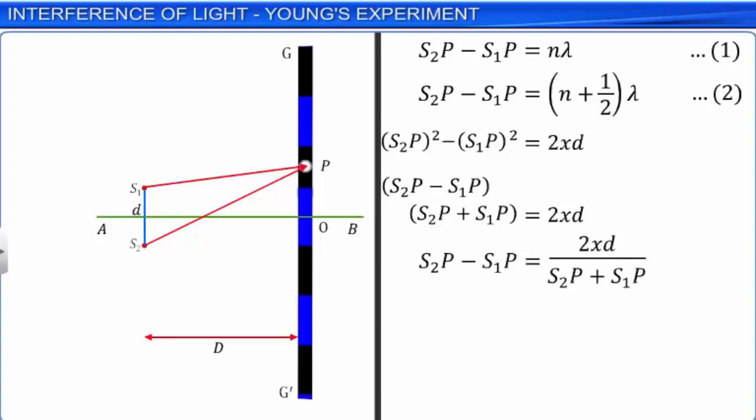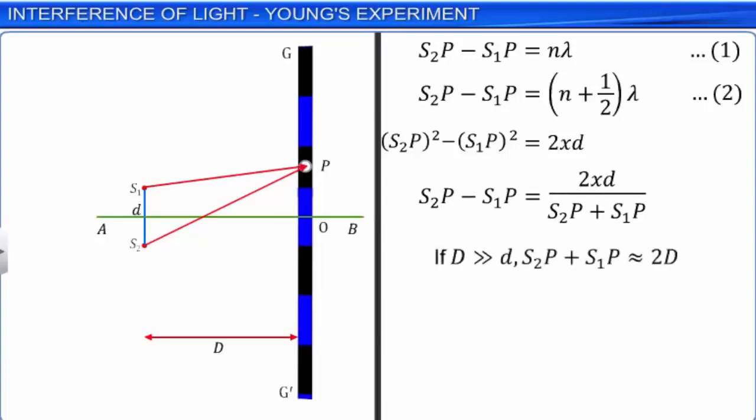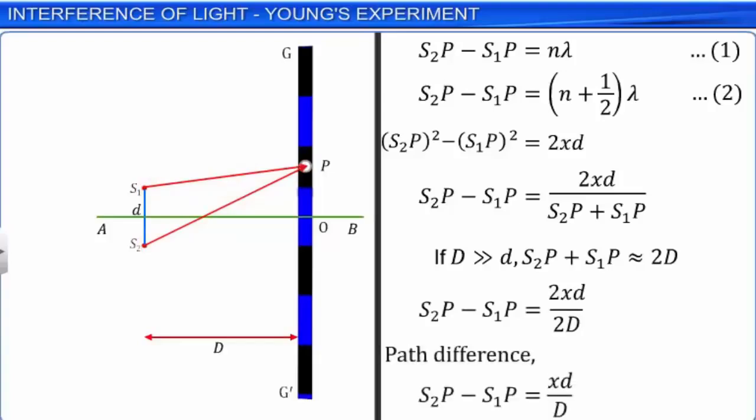If capital D is much greater than the small d, then we can assume that S2P plus S1P is approximately equal to 2D. Then the path difference S2P minus S1P is equal to x into d by D. Let this be equation 3.